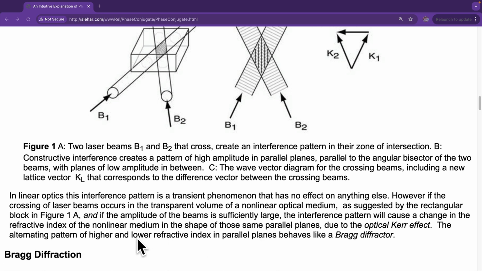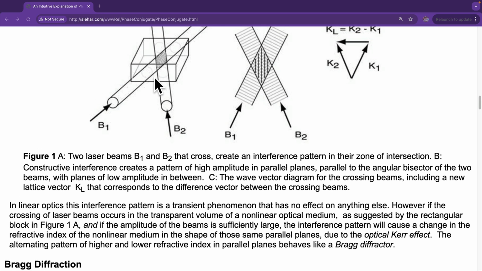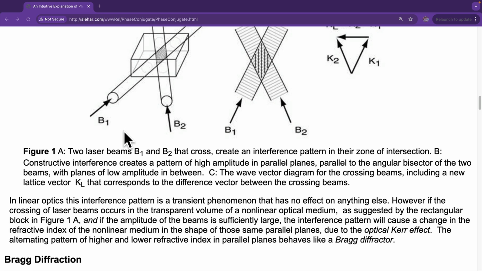In linear optics, this interference pattern is a transient phenomenon that has no effect on anything else. However, if the crossing of laser beams occurs in the transparent volume of a nonlinear optical medium, as suggested by the rectangular block in Figure 1a, and if the amplitude of the beams is sufficiently large, the interference pattern will cause a change in the refractive index of the nonlinear medium in the shape of those same parallel planes due to the optical Kerr effect. The alternating pattern of higher and lower refractive index in parallel planes behaves like a Bragg diffractor.